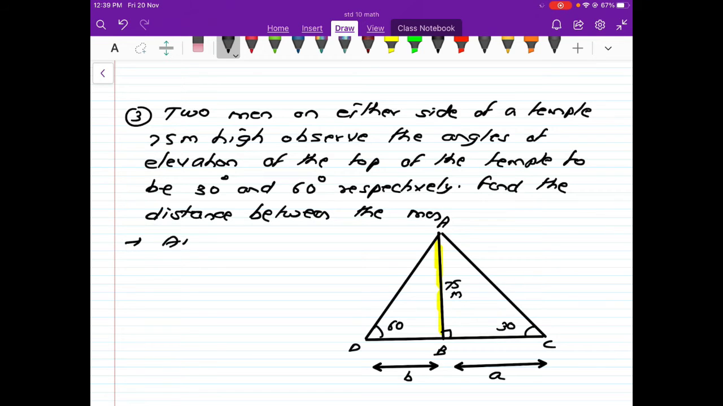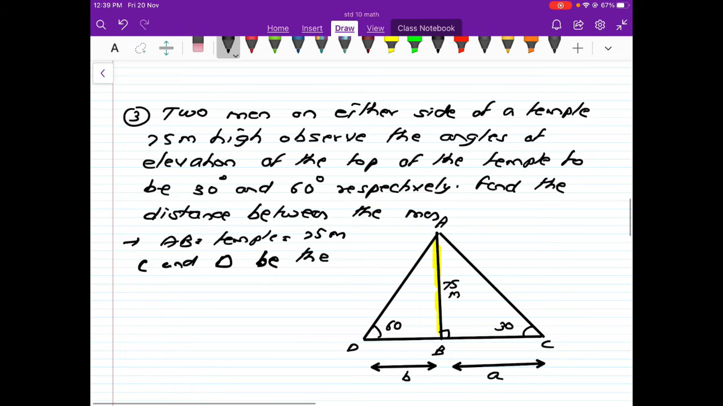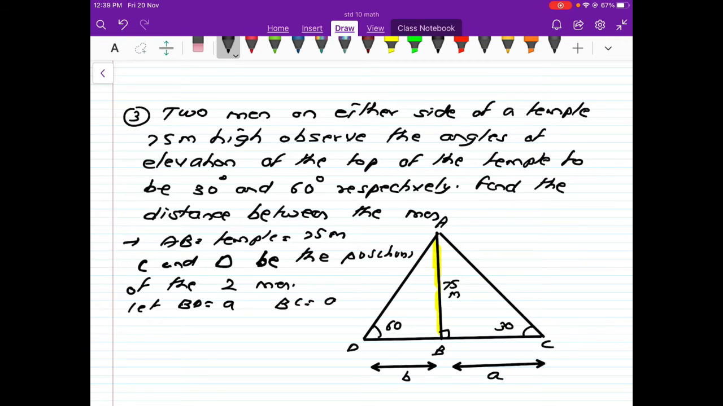So we will say let AB be the temple, which is having the height of 75 meters. Let C and D be the positions of the two men. One man is standing at C and one man is standing at D. Let BD be B meters from the temple. One man is at A meters and the other man is at B meters, so they are on both sides.